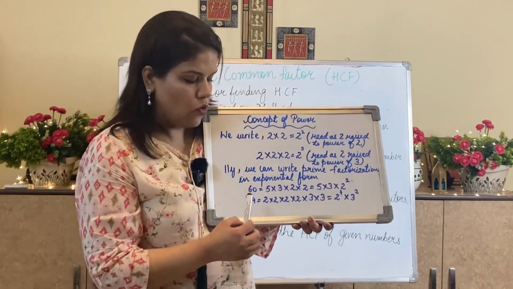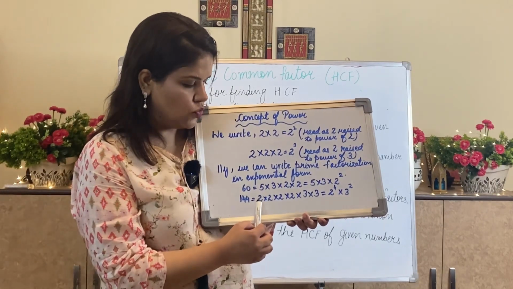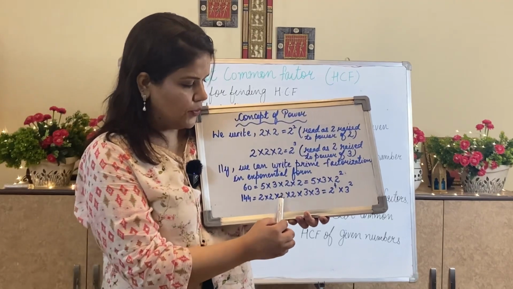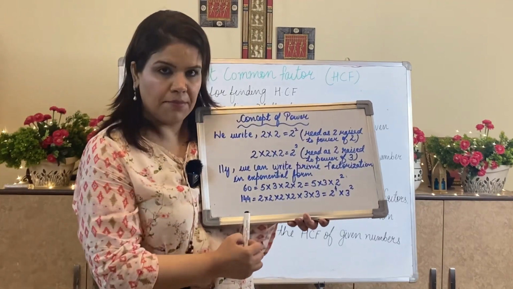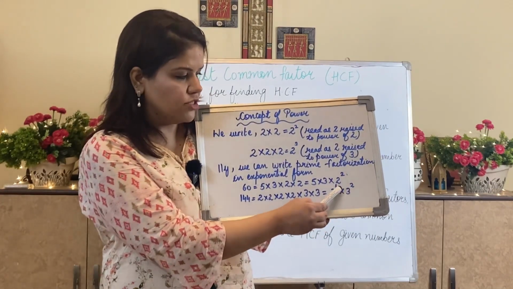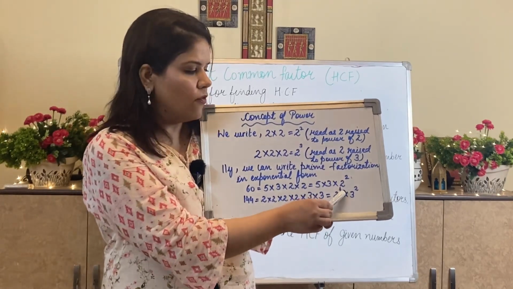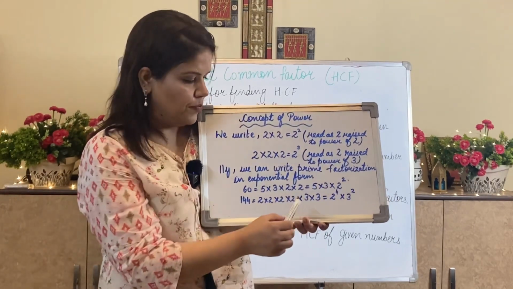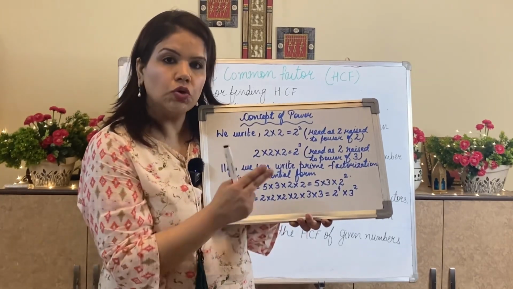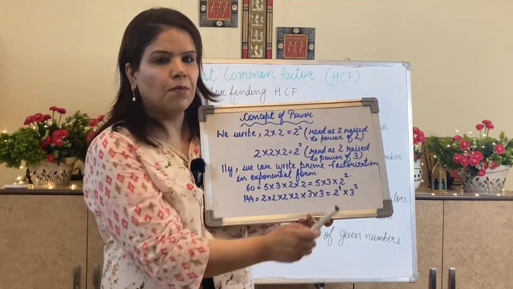For 144, I am writing the prime factorization as, first number is 2 and it is getting multiplied 4 times. 2 into 2 into 2 into 2. 2 is the number which is getting repeated 4 times. So I have written 2 raised to power 4. 2 is the number which is getting multiplied. Number of times it is getting multiplied is 4. Into 3 into 3. Now 3 is coming 2 times. So I will write 3 raised to power 2.